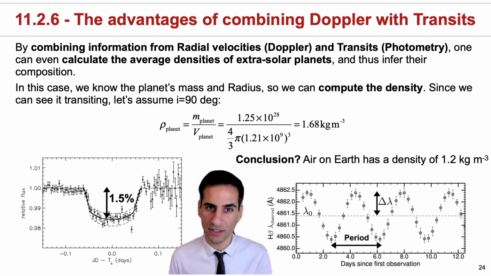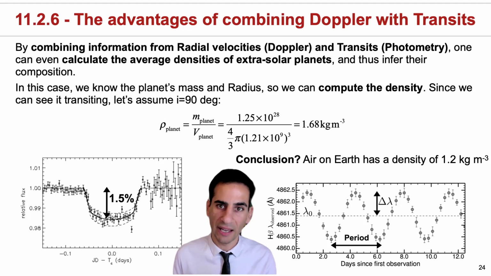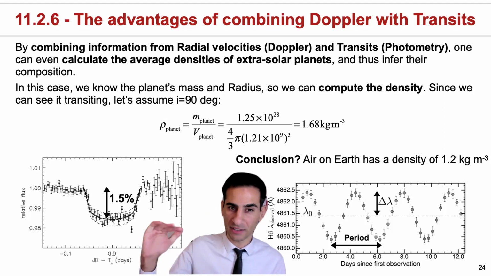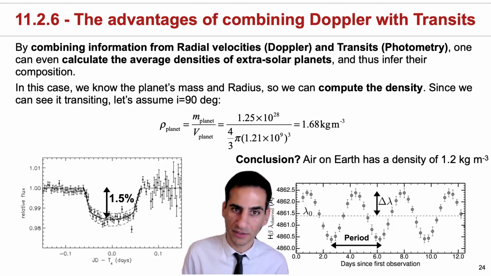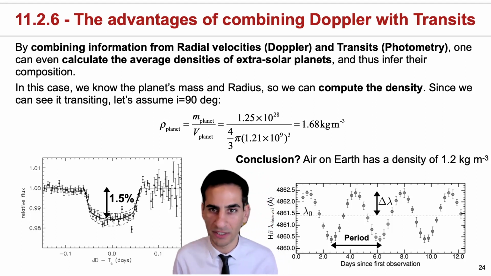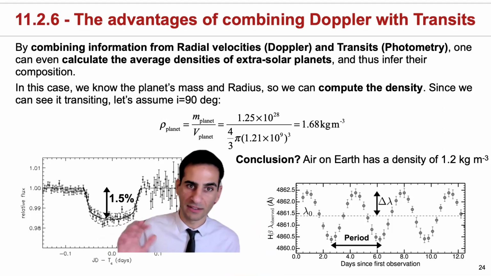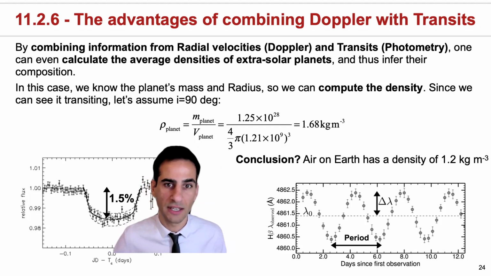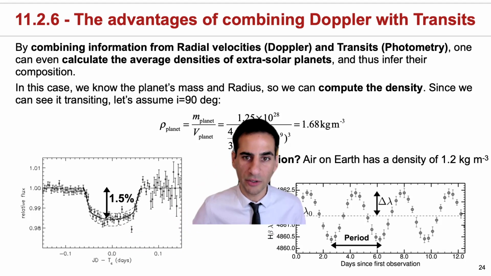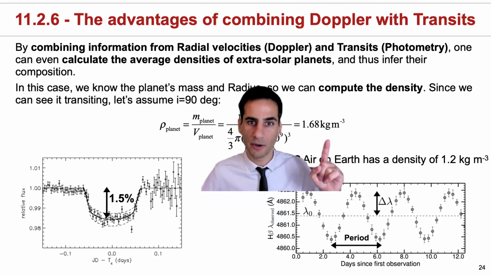Another thing that we can tell about a system, if we can detect it both through transit and Doppler, is that its inclination is probably around an angle i of 90 degrees. This is the only way you can really see transits. If we do that, then we can use the system that we've calculated, and take the sine i dependence and therefore calculate an actual mass. And for that planet, we would conclude that its density would be 1.68 kilograms per cubic meter.